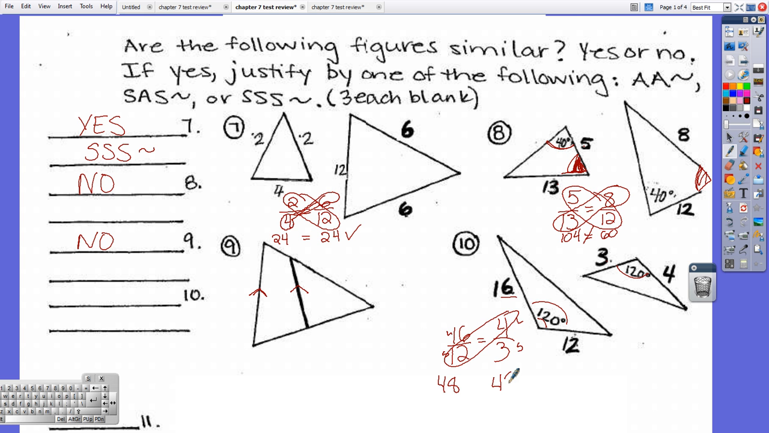They are equal to each other, and they have the same angle. So this is yes. And it is because of side, angle, side.